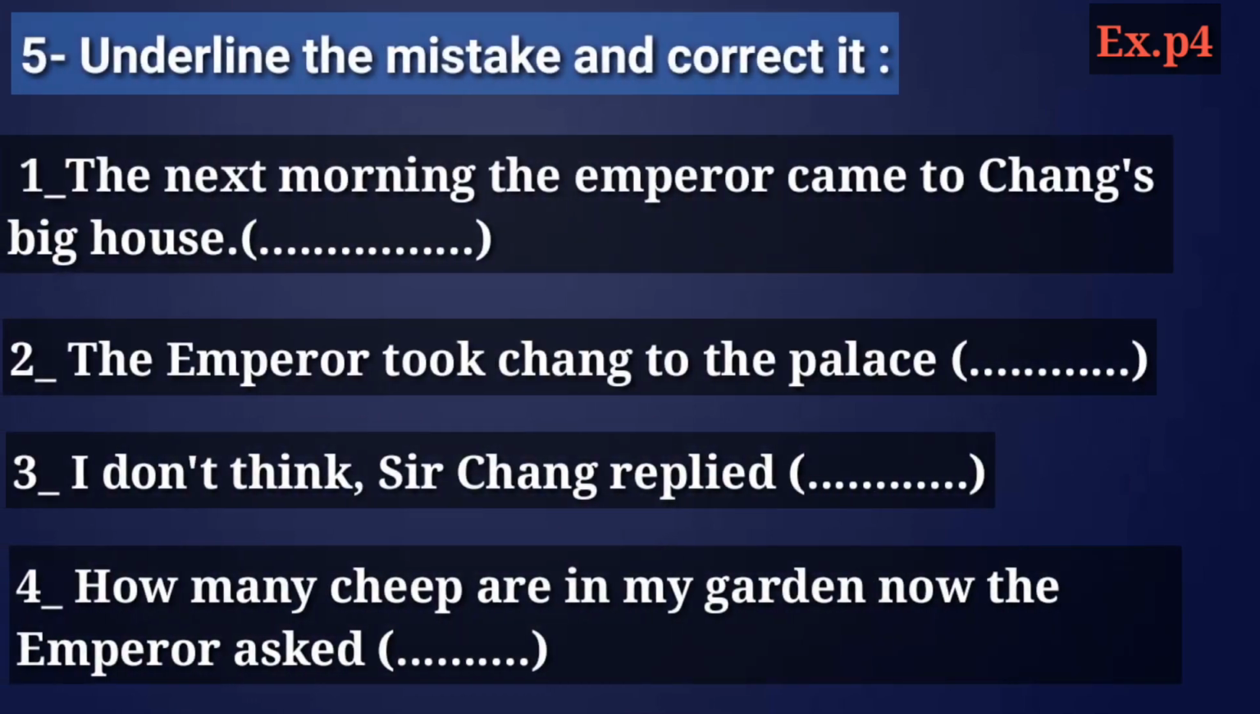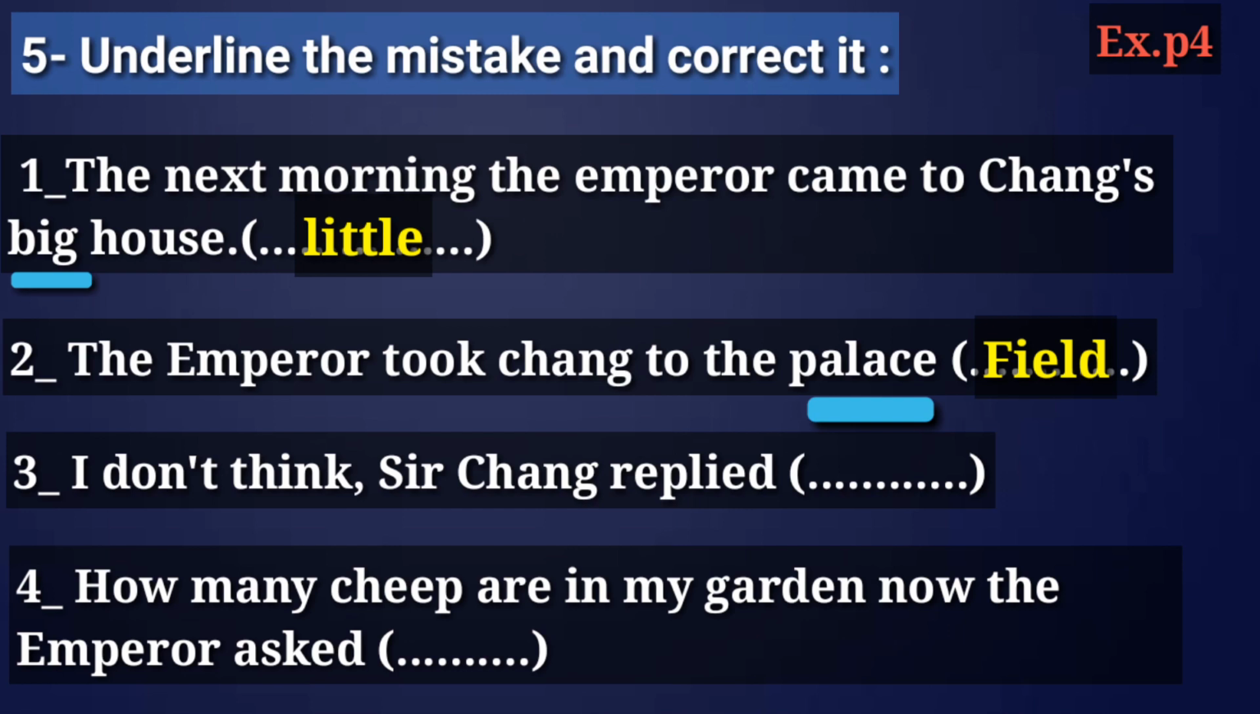Question number 5. Underline the mistake and correct it. Number 1. The next morning, the emperor came to Chang's big house. The wrong is big. The right answer is little. The next morning, the emperor came to Chang's little house. Number 2. The emperor took Chang to the palace. The wrong is palace. The right answer is field. The emperor took Chang to the field.